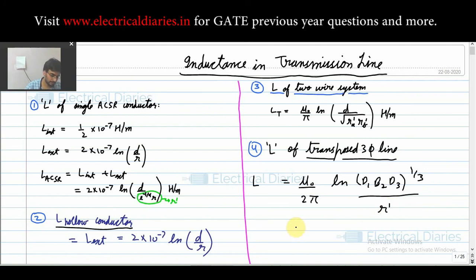Here d1, d2, d3 are the distances between the lines. If there are three-phase lines in this fashion, then d1 will be this, d2 this, and d3 this. Or it could be otherwise also: this could be d2, this d1, this d3, or this could be d2, this d3, this d1. I hope you get what I am trying to say. This is for the transposed line, and remember here it is r dash, where r is the radius of the conductor. So for transposed lines you have to apply this formula. This is the fourth thing.